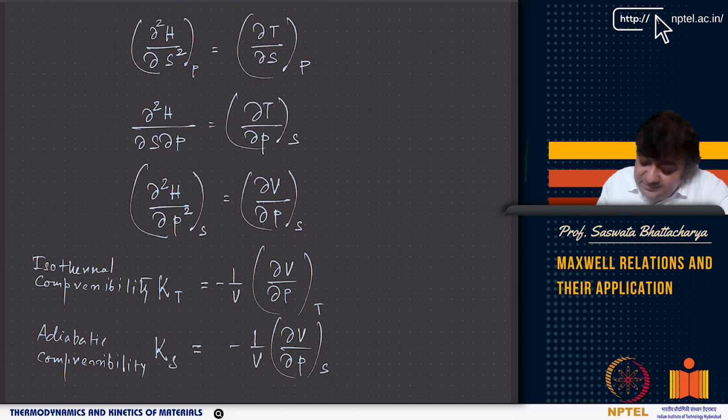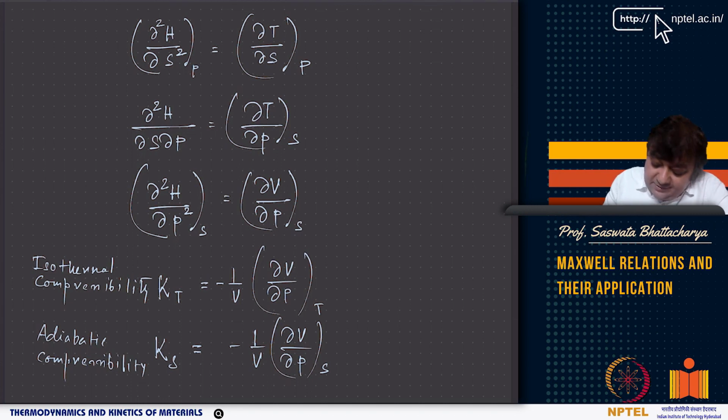Now, if you look at this, these three relations give you an example of how the relations between second derivatives and first derivatives give you a very useful relation between first derivatives, which relates temperature and pressure change at constant entropy, or volume change with pressure at constant entropy, or temperature change with entropy at constant pressure. All of these are related to useful quantities like Cp, Cv, or alpha, or beta.